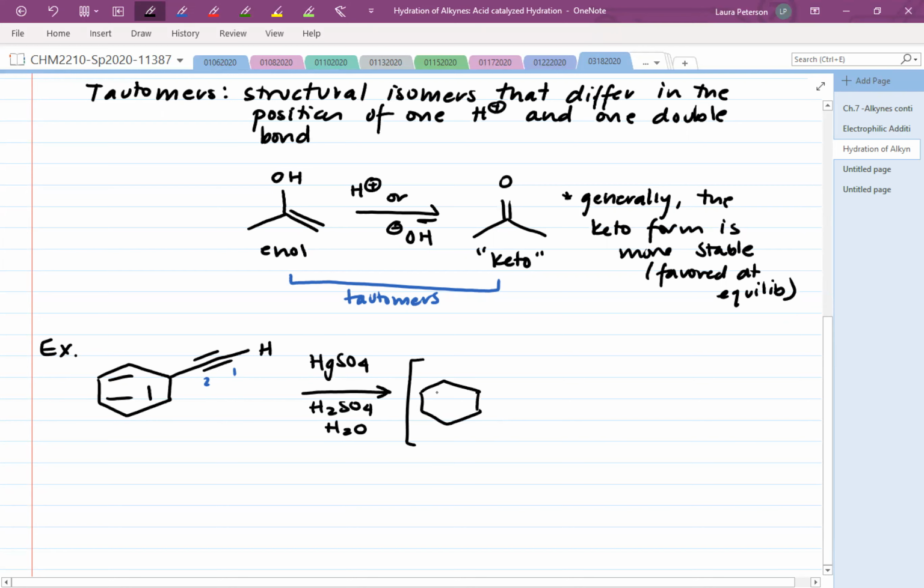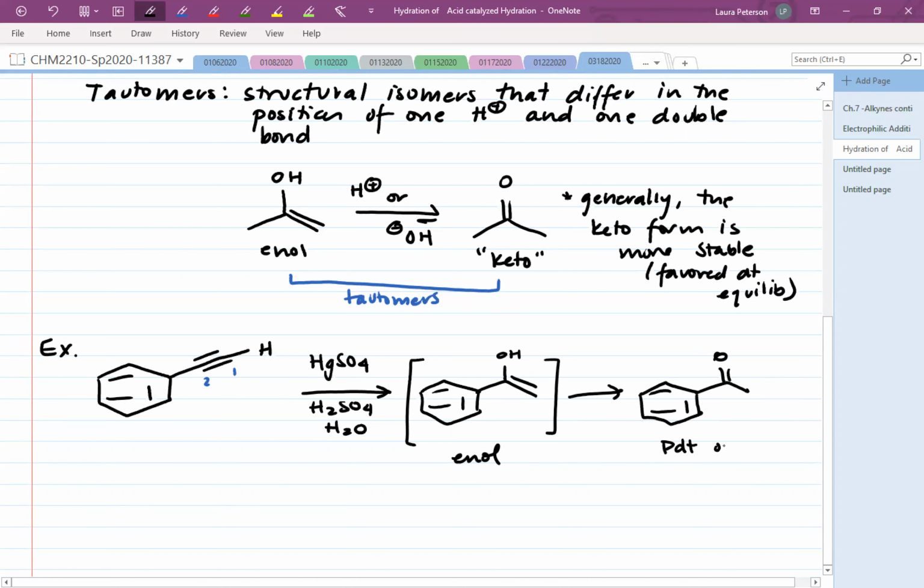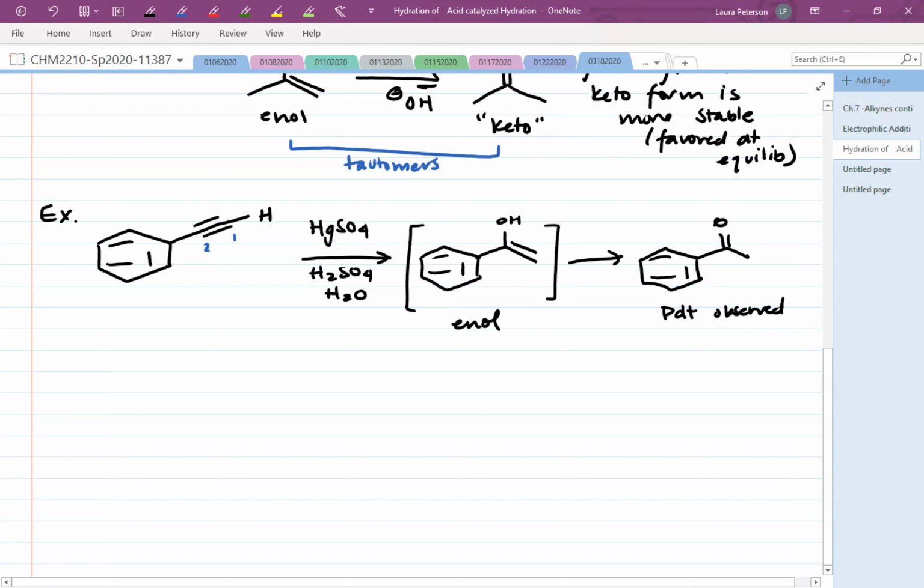Think about adding water across the carbon-carbon triple bond following Markovnikov's rule. Here's the enol that's formed, but the product that we actually arrive at is the corresponding ketone at that more substituted position. So this is the product observed. It's useful for me to think about the enol, but that's not the product that you're going to draw when you're predicting the products. The product of this reaction is the ketone, the one that I noted there as the product observed.